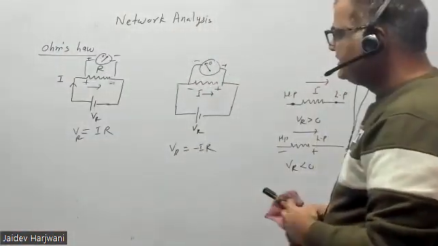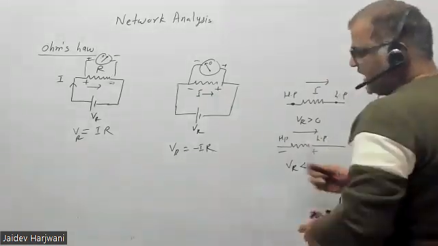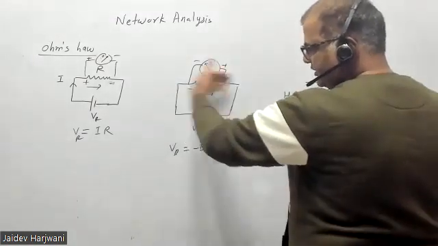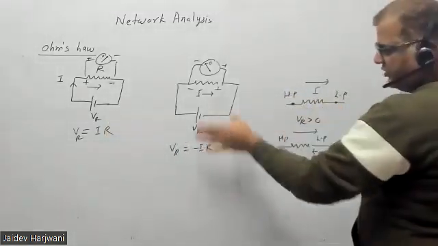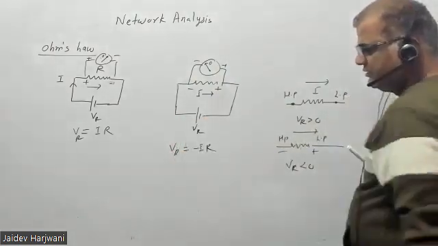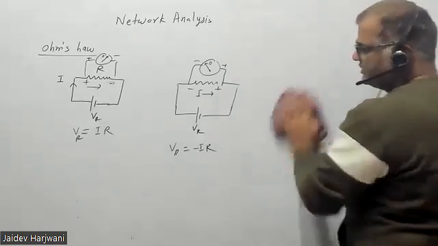So this is your basic Ohm's law, V equals IR, and this is the sign convention you should always remember. If you are measuring the voltage drop across the resistance in the direction of the current, then it will be positive. If you are measuring the voltage drop across the resistance opposite to the current, then it will be minus IR. The sign convention you should always remember. So this will be clear with an example.